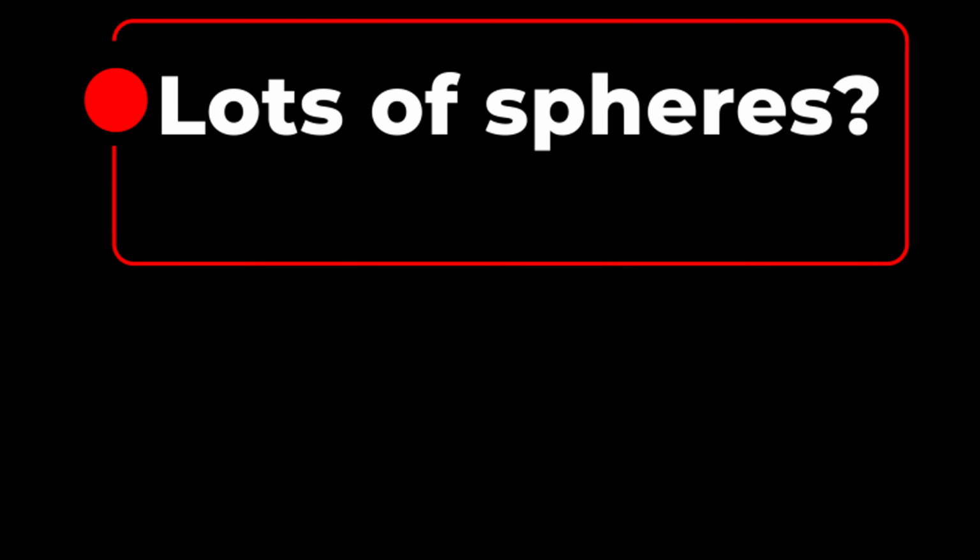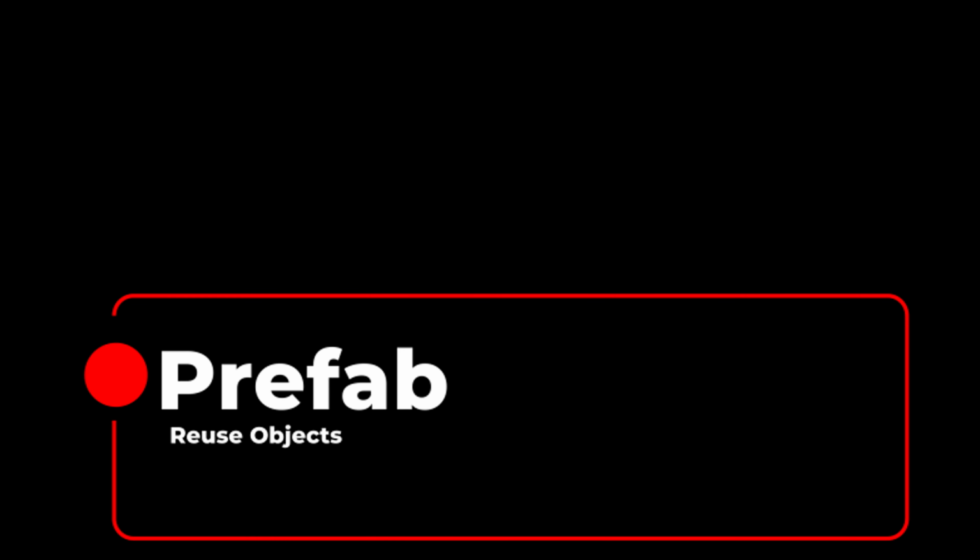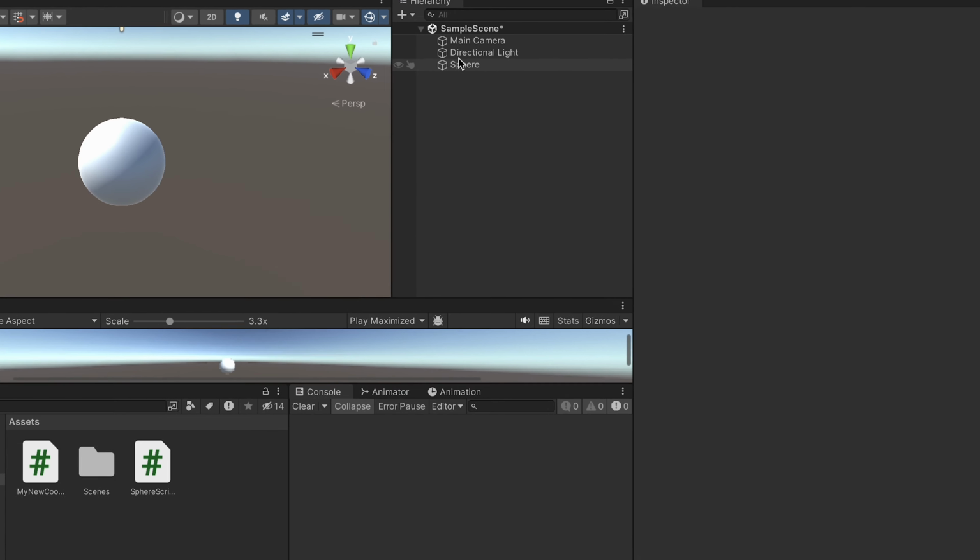So now what happens if we want to make lots of spheres? We don't want to have to create every single one of them and copy and paste that code over and over. So what we'll use is something called a prefab, and that lets us create an object once and then reuse it many times.